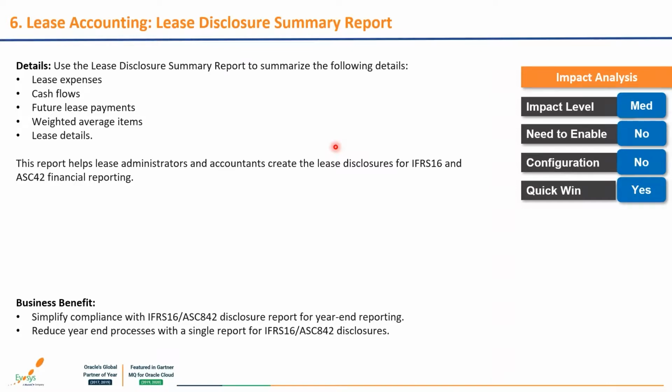So in terms of business benefit, we do not need to worry about the year-end processes. We just need to rely on this single report, which is already in line with IFRS 16 and ASC 842. So year-end process, year closure process, and the disclosure compliances are already met.